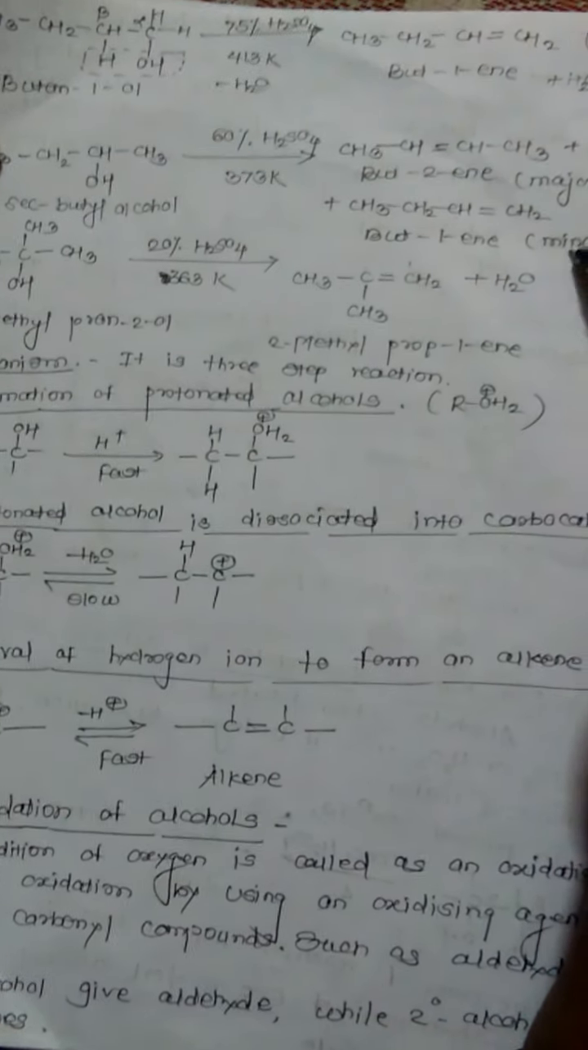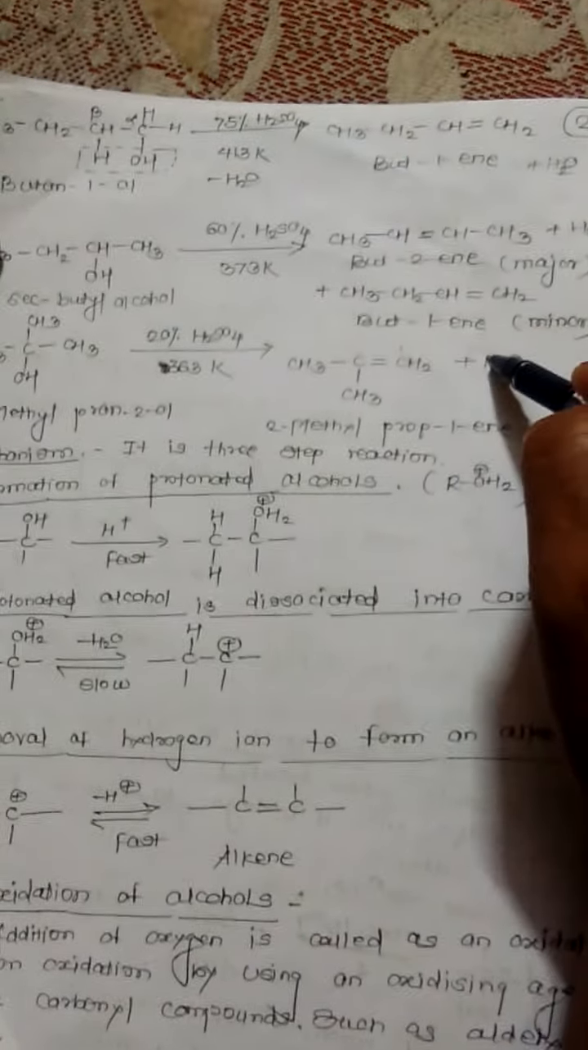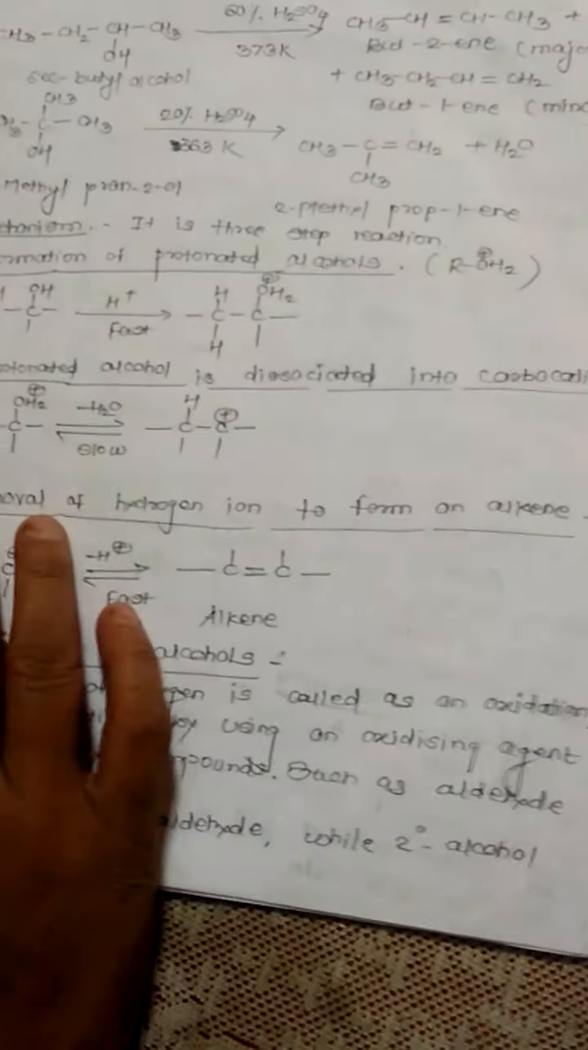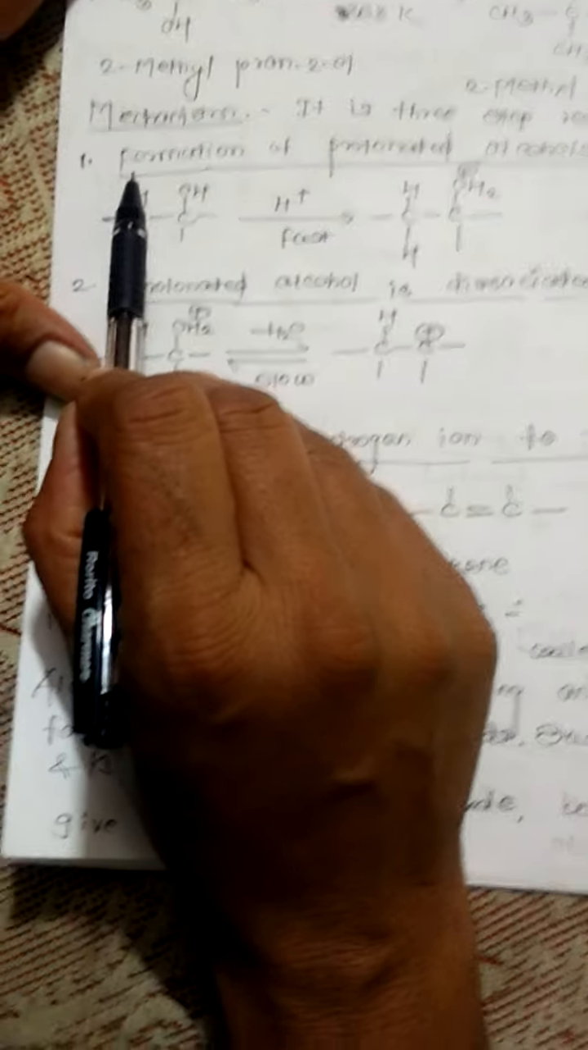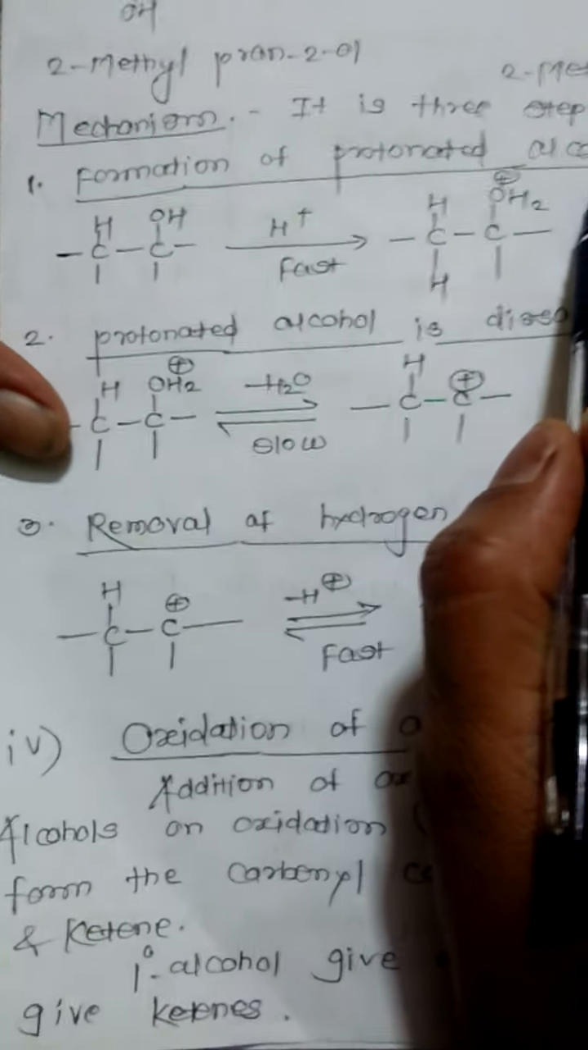Here H2O is removed, that is the dehydration process. Now the mechanism for the reaction is given in 3 steps. You will think the mechanism is complicated, but remember, when we go step by step it is very easy. What takes place in the first step? Formation of protonated alcohol.